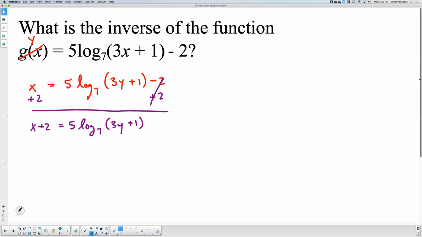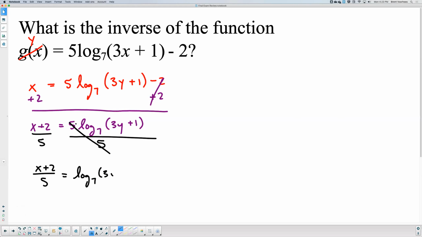Next step to isolate my logarithm is I need to get rid of this 5 that's multiplying. So I will divide by 5 since that's the inverse. And so I have (x plus 2) divided by 5 is going to equal log base 7 of 3y plus 1. So what's the inverse operation of a logarithm? Well, it's an exponential. So what I'm going to do here is raise 7 to these powers. So these two cancel because, again, you could break this apart. You can do all kinds of things. But those two are going to cancel.